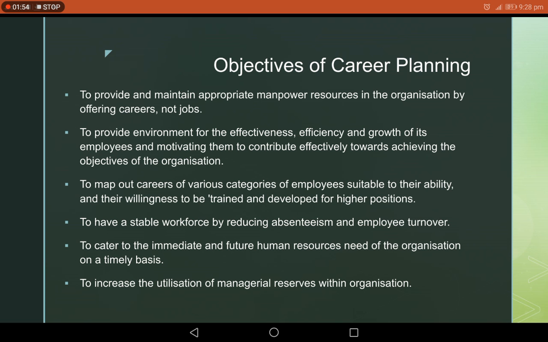To cater to the immediate and future human resources needs of the organization on a timely basis, that is recruitment. To increase the utilization of managerial reserves within the organization. So these are some of the important objectives of career planning.